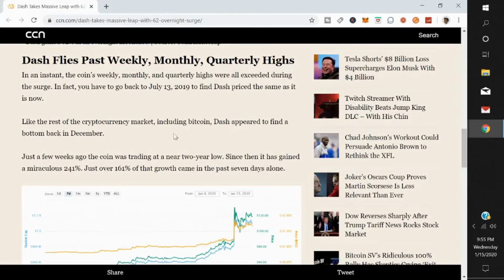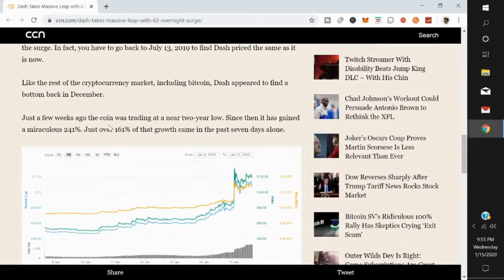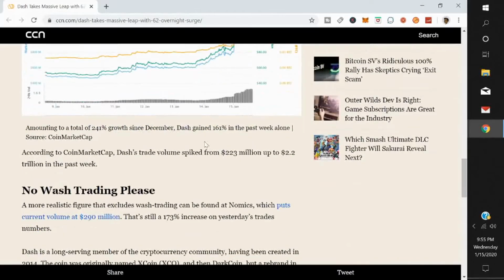Like the rest of the cryptocurrency market, including Bitcoin, Dash appeared to have found the bottom back in December. Just a few weeks ago, the coin was trading at a near two-year low. Since then, it has gained a miraculous 241%. Just over 161% of that growth came in the past 7 days alone.